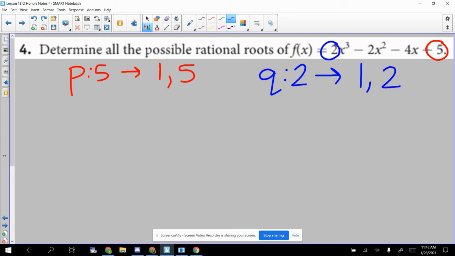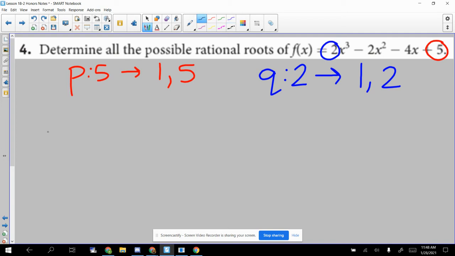So now a lot of these were pretty easy where there weren't many factors, but if you had something like 8, you would have 1 and 2 and 4 and 8. Or like the example A where we had 6, and so 1, 2, 3, and 6 were the factors. So it's basically just whatever numbers multiply to give you that coefficient.